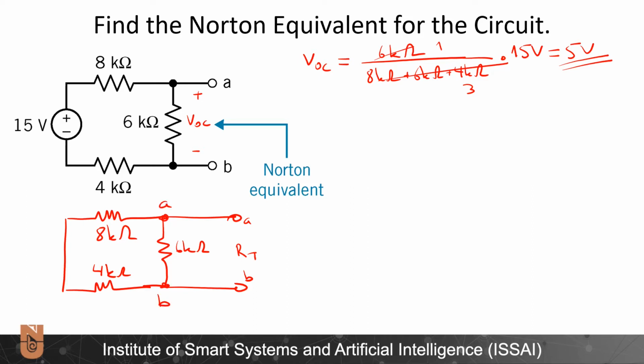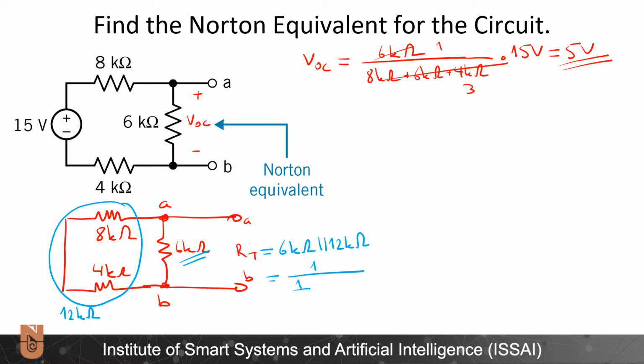And 8 and 4 are in series with each other. Resultingly, I have a 12 kilo ohms equivalent resistor. And this 12 kilo ohms is in parallel with 6 kilo ohms. Therefore, R Thevenin is equal to 6 kilo ohms in parallel with 12 kilo ohms, and this is equal to 1 over 6k plus 1 over 12k, and accordingly, 4 kilo ohms.